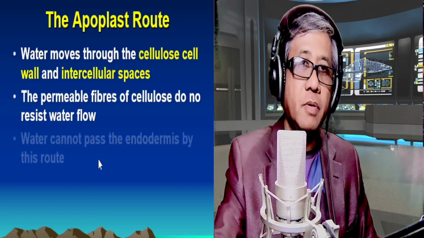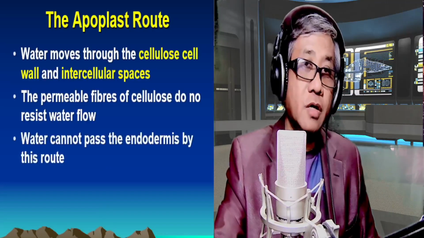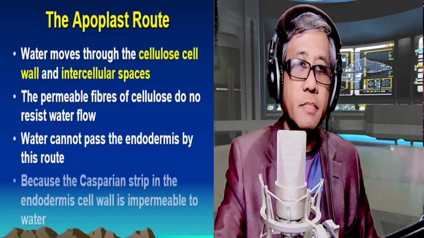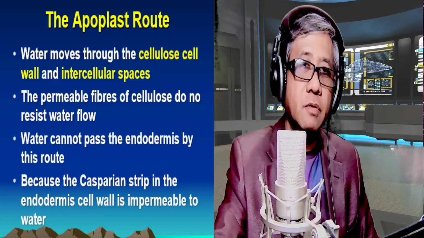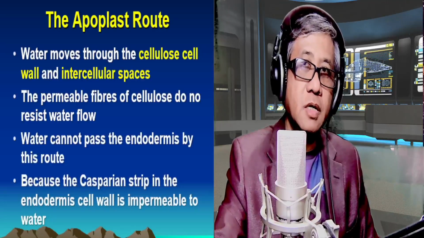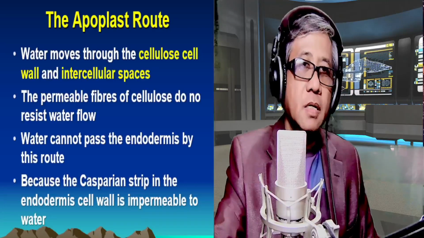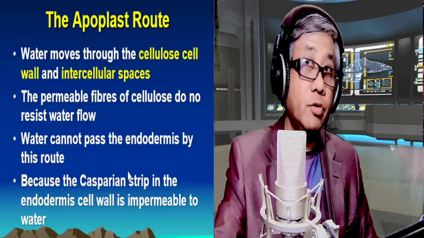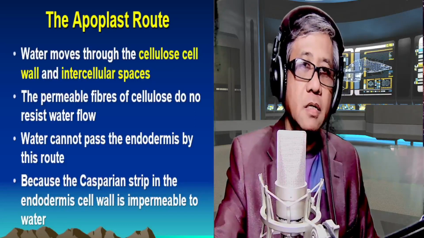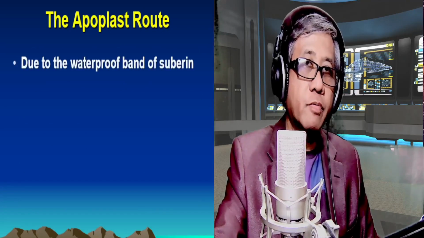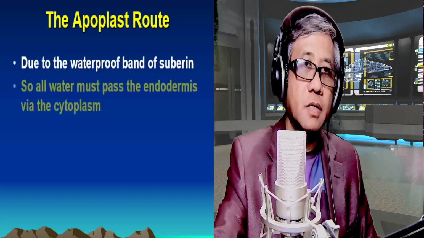Right, and eventually upon reaching the endodermis, water cannot pass through the endodermis through this pathway, right? Because in the endodermis there is a structure called the Casparian strip. So water cannot pass through the endodermis because of this Casparian strip. Now the Casparian strip is a waterproof band of suberin.